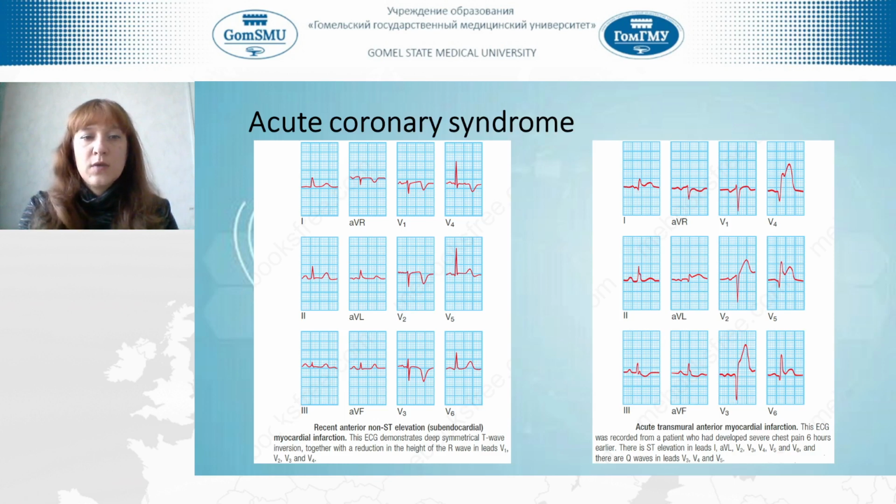The first is non-ST elevation myocardial infarction. We can see T wave inversion together with reduction of the height of the R waves in leads 1, 2, 3, and 4. Second, acute transmural anterior myocardial infarction. So we can see elevation of the ST segment in the first, second, third, fourth, fifth, and sixth leads, as well as the presence of Q waves in leads V3, V4, and V5.